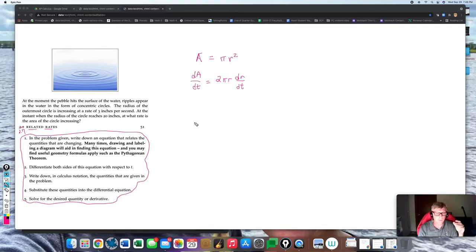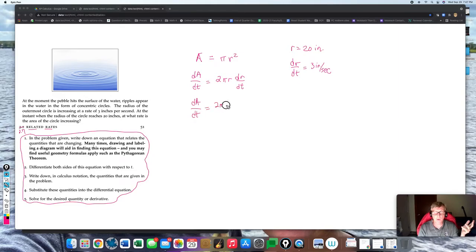Okay, so the third thing is write down in calculus notation the quantities that are given in the problem. We knew that r was 20 inches. We knew that the radius was increasing at a rate of 3 inches per second. We need that information so that we can substitute these into what is called the differential equation because it has derivatives in it. We'll talk more about differential equations in the future. But anyway, you plug these in. So we don't know our dA/dt.